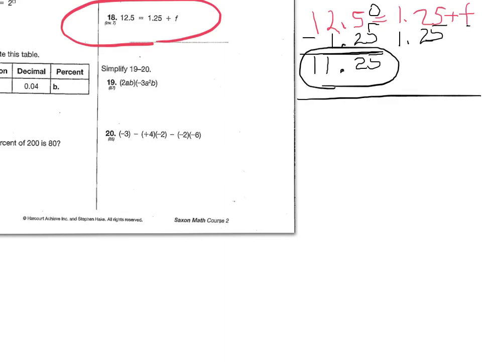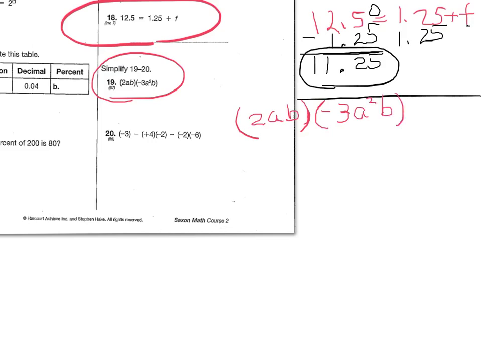Okay, the next problem that we need to deal with is problem 19. And it isn't all that hard. It's not that tough of a problem. It's just a matter of remembering to use the commutative property. We have 2AB, and we're going to multiply 2AB times negative 3A squared B.